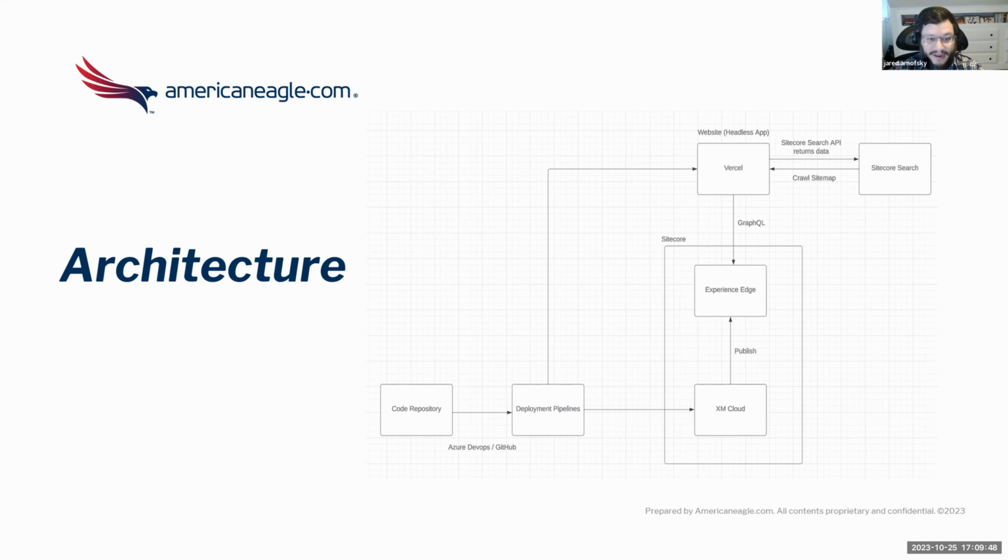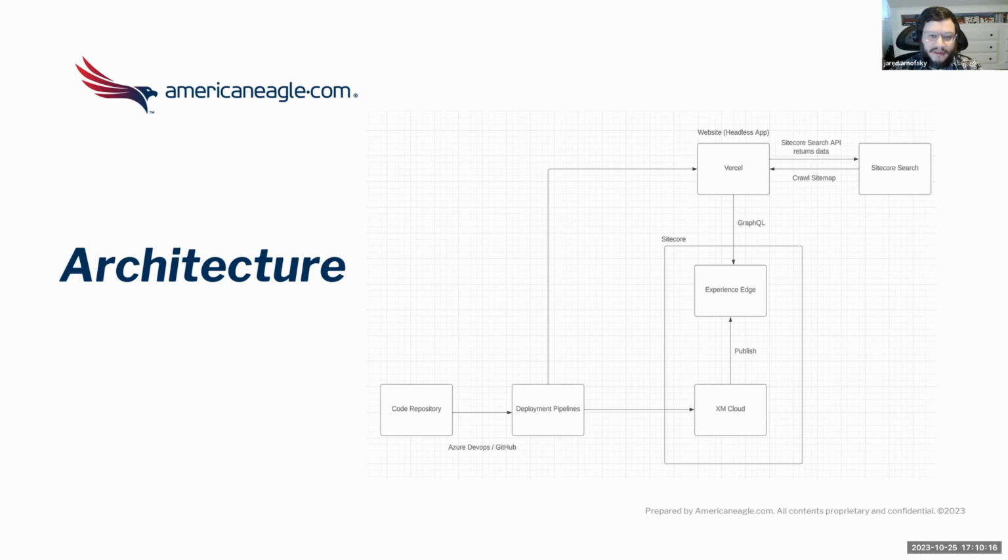Vercel is your front end, your headless application, and XM Cloud, Sitecore, your CMS. And then Experience Edge is kind of like your web database replacement. It's a globally distributed CDN of your JSON data, of anything that would be published from XM Cloud. And then I have a little thing up top, to the far right, about Sitecore Search.